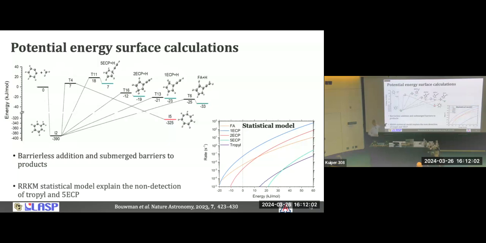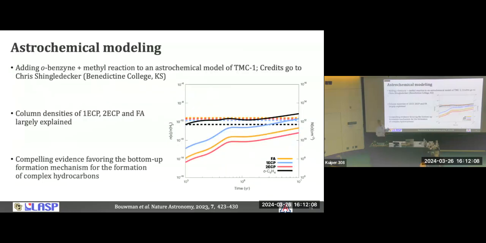But it would, of course, have never made it to Nature Astronomy if it would be just this story. So what we did is we reached out to Chris Schingeldecker, who's in Kansas. And what he did is he took our branching fraction and he calculated a rate for the reaction. He plugged it into his TMC1 model. And then we figured out that you get very close to the observed abundances.